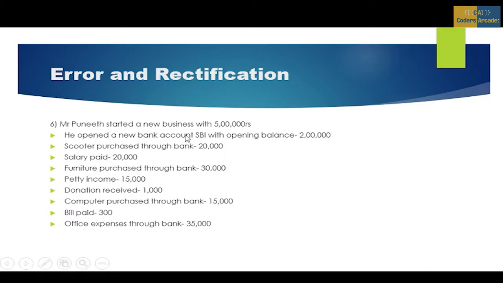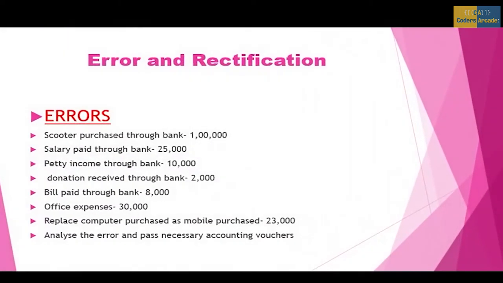Mr. Puneet started a new business with 5 lakh rupees and opened a new bank account with opening balance 2 lakh. Scooter purchased is a fixed asset. Salary paid is an indirect expense. Furniture purchased, fixed asset. Petty income is an indirect income. Donation received is an indirect income. Computer purchase is a fixed asset. Bill paid is an indirect expense. Office expenses through bank is also an indirect expense. These are the errors. Please make a note of it.